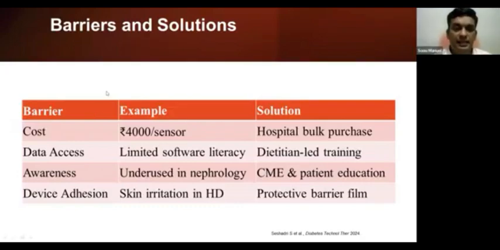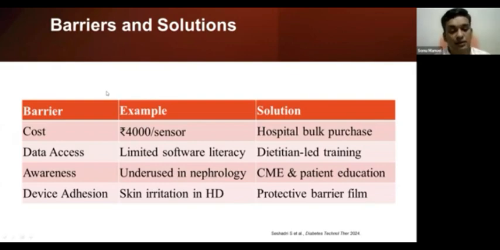Now, what are the major barriers in this thing? In India, the most important barrier for CGM use is cost. There is around 4,600 per sensor, but we can actually bulk purchase for the hospital and we can give it from the hospital itself. Data access: patients may not be able to access the data by themselves by using their smartphones, but this can be circumvented by having a dedicated diabetes nurse or a dietitian, who may be able to access the data. And we are all aware that it is underused in nephrology, but the more usage of CGM will help us to fine-tune the blood sugars of the patients better.